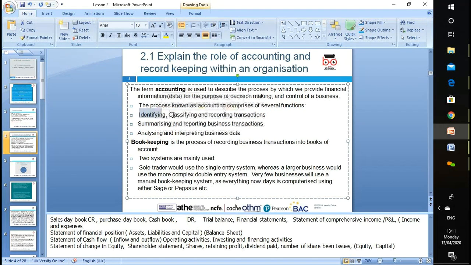Several functions: identifying. So accountants identify, they classify and record the transactions. They identify how much is the worth of assets, how much is the worth of liabilities, they record, and then report the business transactions. They analyze and interpret the data. Yes, we interpret the data in terms of how much is the profit, how much loss, what happened last year, this year. So if you're a bookkeeper, you record. A sole trader would use the single entry system, where a larger business would use the more complex double entry.